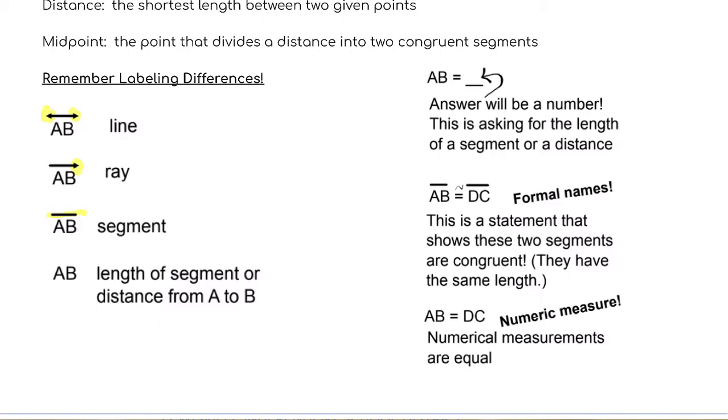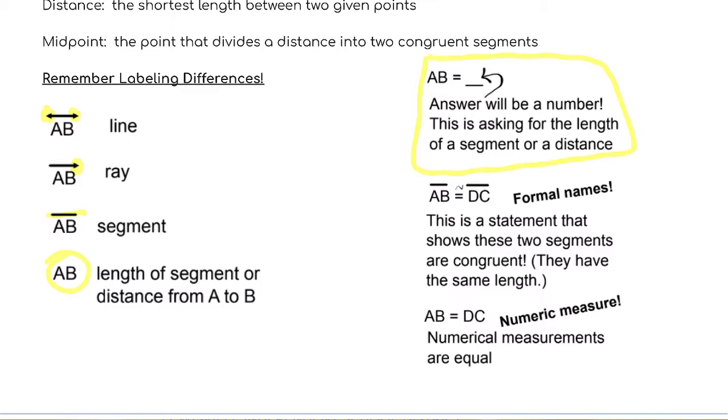AB with nothing over the top, right here. That represents the length of the segment AB, or the distance from A to B, or the distance from B to A. If I ask you AB and then put an equal sign, that's me requesting the length of the segment. That's what you could see over here. AB equals blank. This is looking for a number as the answer. I'm asking for the length of the segment or the distance from A to B. There are some formalities in naming that we need to keep track of.